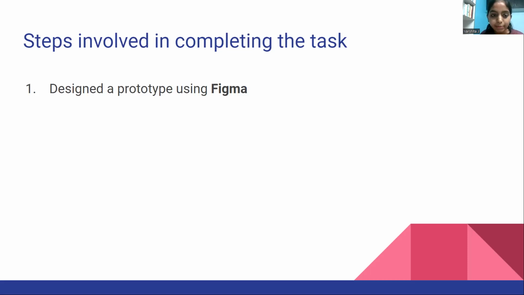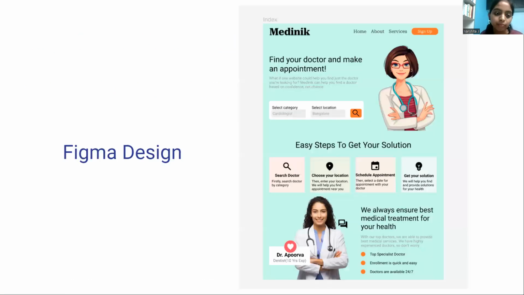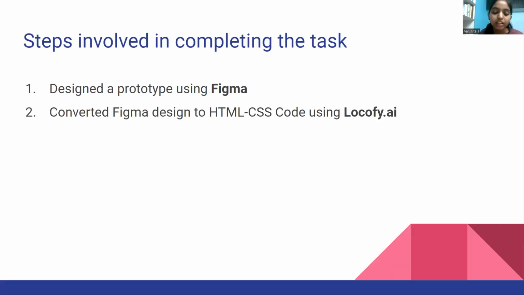The steps involved in completing the task. Firstly, I designed a prototype using Figma. Figma is a rapid prototyping tool which we can use to design web applications, mobile applications, and much more. This was the Figma design that I designed. Then I converted the Figma design to HTML, CSS code using Locofy. Locofy is a Figma plugin. This step reduces the time considerably compared to the conventional method wherein we first write the code and then get the design.